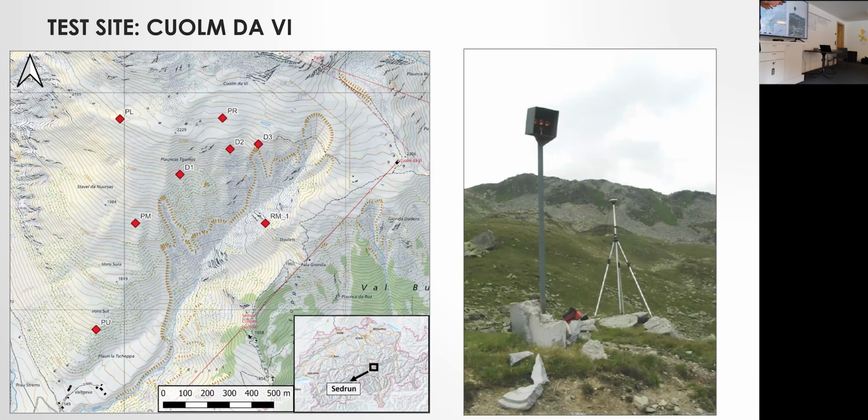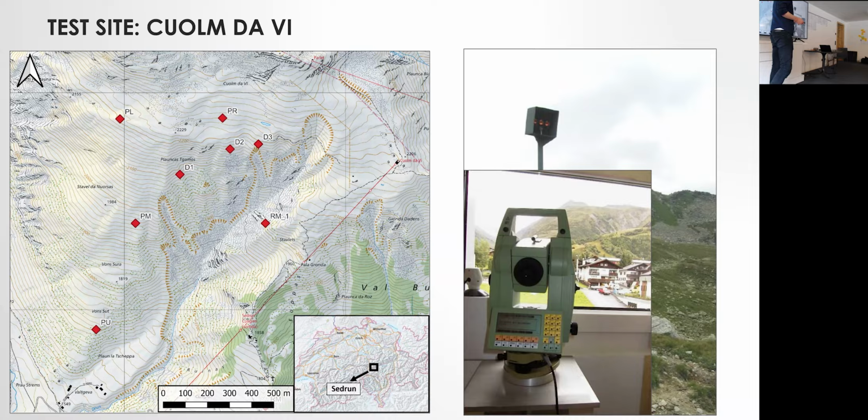Because of its instability, it has been monitored quite a bit over the past 2 decades. For example, by these reflector poles, of which there are 8, also shown on the map, which are connected to this laser device in the valley, which measures the displacement of those poles up to 1 millimeter accuracy every 4 hours.